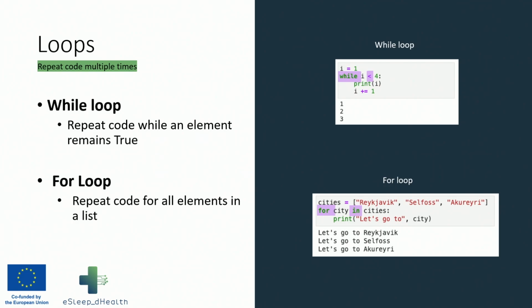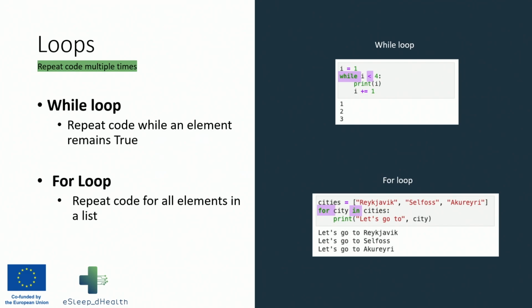But there's also another type of loop. And this loop repeats code for all elements in a list. For this loop, we need a list to start the loop. So here we define a list of cities. And it has 3 elements, Reykjavik, Selfoss, and Akureyri. And now we will repeat this loop for every element in the list, so for every city of those 3.